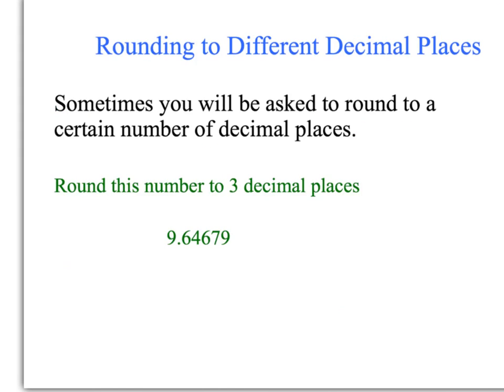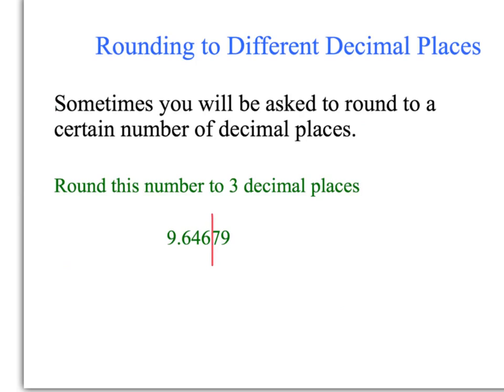All right, now we're going to look at rounding to a variety of different decimal places. So sometimes you're going to be asked for a number of reasons to round to a certain number of decimal places. For example, in a lot of your maths tests, you'll have to round to 2 decimal places. So you need to understand what that means. In this case, the example here, we want you to round this number to 3 decimal places. So that means that we want you to round to the thousandths place.